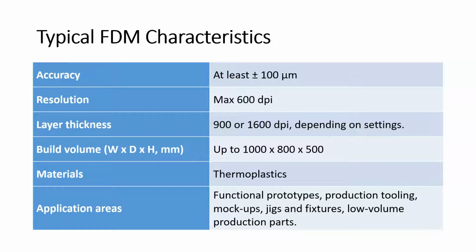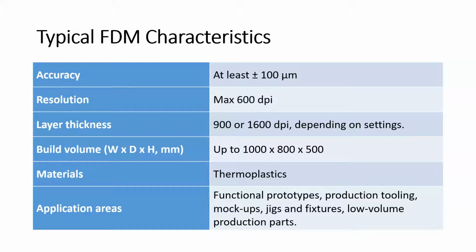This is a common setting in all of the material extrusion 3D printers: what layer thickness do you want to use? And in the Stratasys example here, you either have a 900 or 1600 dots per inch layer thickness. Build volume is quite large in both of the 3D printers that we have in our lab. It's basically 8 inches by 8 inches by about 12 inches, so it's quite large.